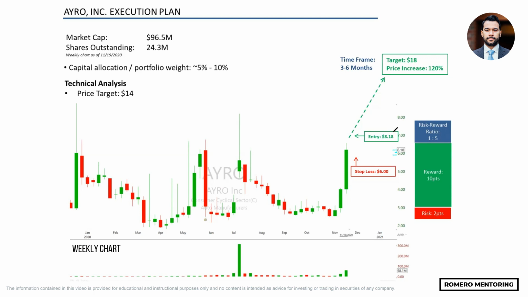My entry is $8.18. I have a stop loss of $6. My projected price target is $18, which represents 120%. My time frame, 3 to 6 months. Sometimes it may get there a little bit quicker, and then you start taking profits. But from a risk reward standpoint, I'm risking 2 points to make 10 points. That's a 1 to 5 risk reward ratio.